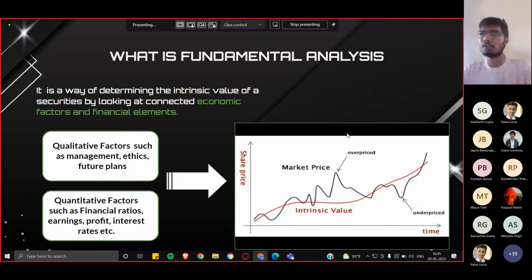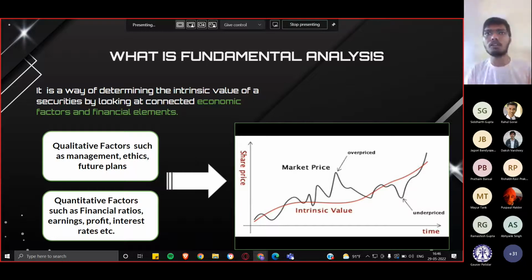So when we are doing fundamental analysis, in the stock market the price of the stock is fluctuating, right? But there should be some real value which is derived from a large number of quantitative and qualitative factors of that company. If we talk about qualitative factors, we can consider the ethics of the company or future plans. We can assume some numerical figure for the qualitative factors, and for quantitative factors we already have numerical figures, right? So using all these factors we'll come up with some intrinsic value.